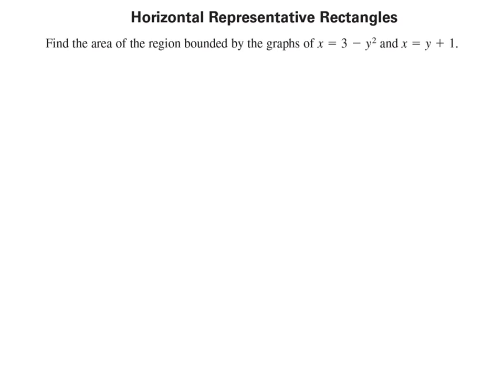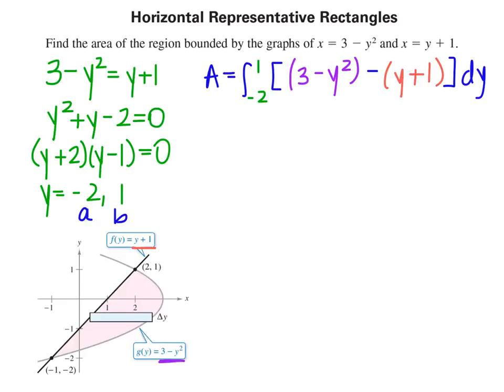So we have two curves here, x equals 3 minus y squared, and x equals y plus 1. Now, I don't have a graph here, so let's try to do this all algebraically. Now we don't have any y values to restrict this to, so we're going to have to set them equal to each other and figure out what those intersecting values are going to be. So I set 3 minus y squared equal to y plus 1, I move things over and I get a positive quadratic, I factor, and I find -2 and 1 to be my a and b values respectively.